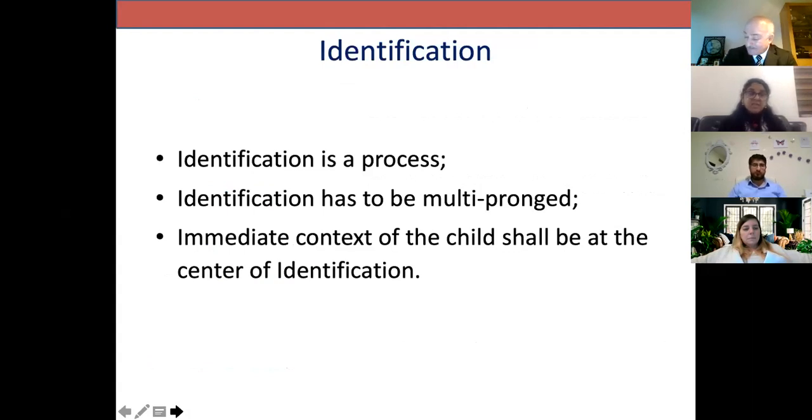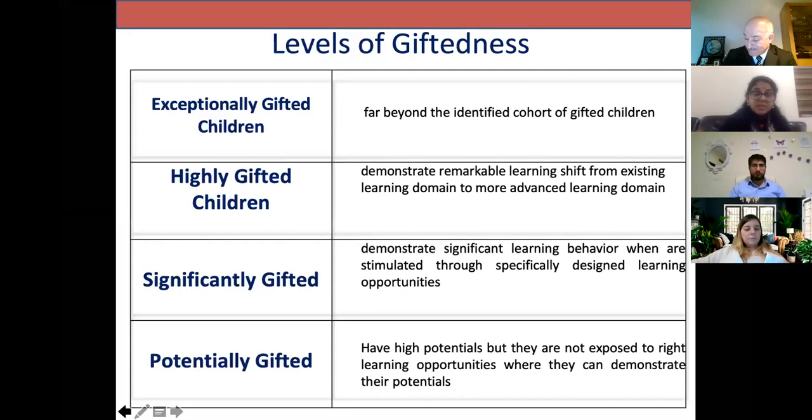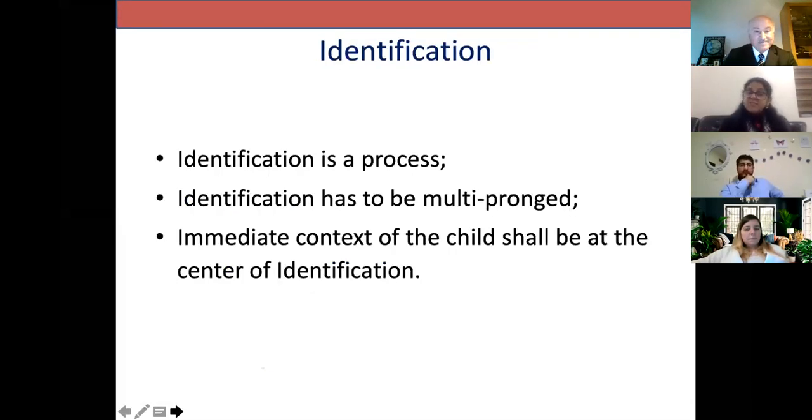So once we identify that this bunch of students are potentially gifted, we continue identifying their learning traits and learning behaviors, and then we are able to see who are significant, are they moving to highly gifted, and are they able to achieve the level of exceptional giftedness. So identification has to be multi-pronged, and the immediate context of the child should be at the center of identification.